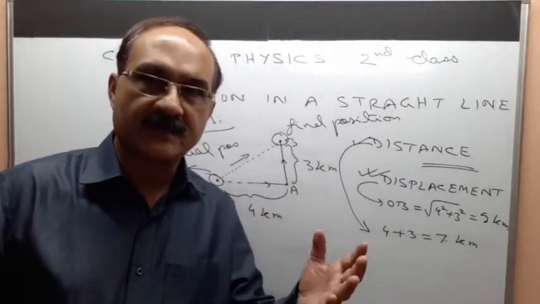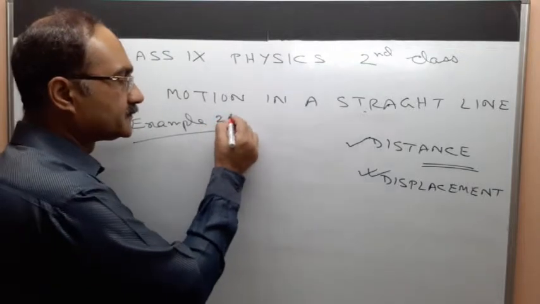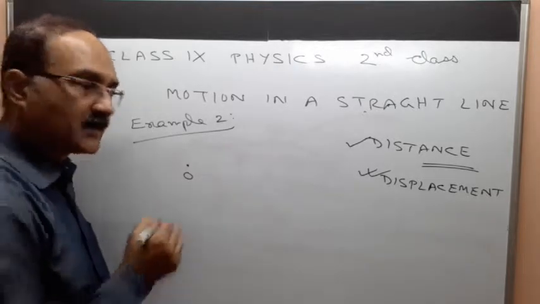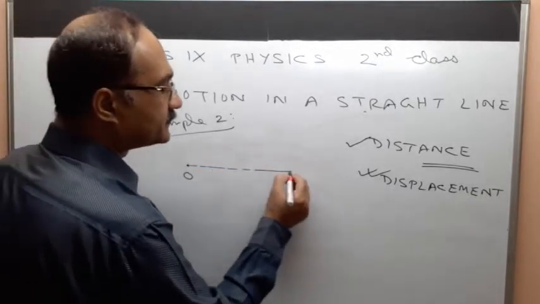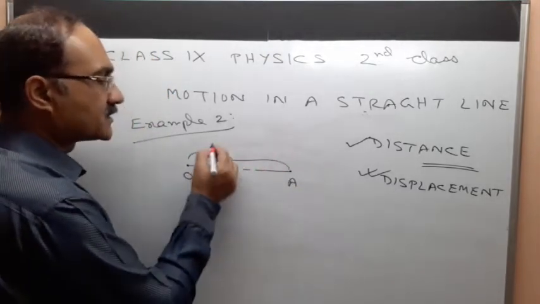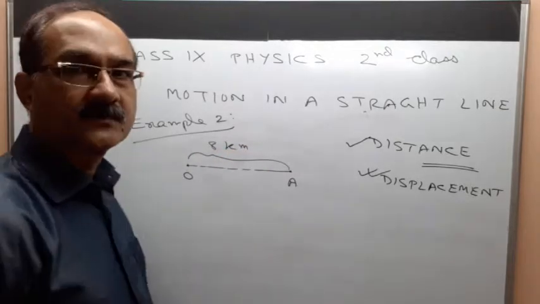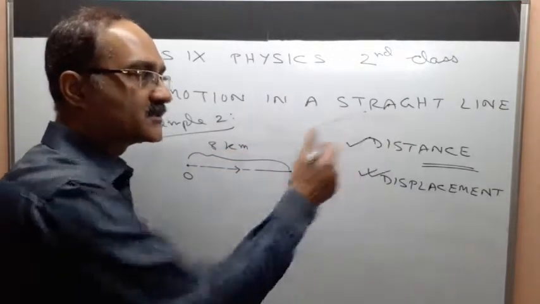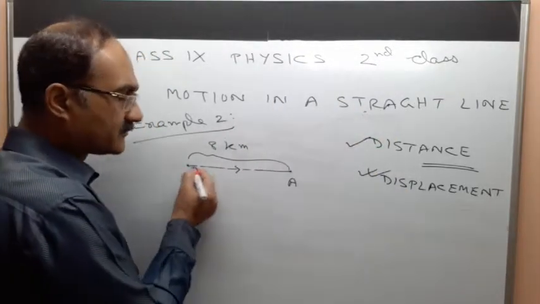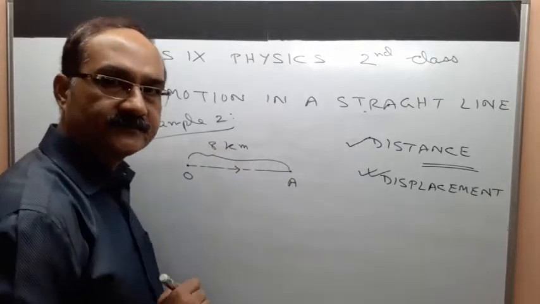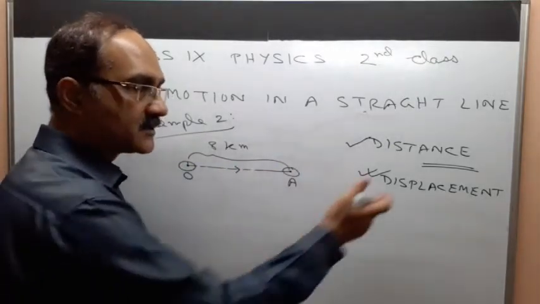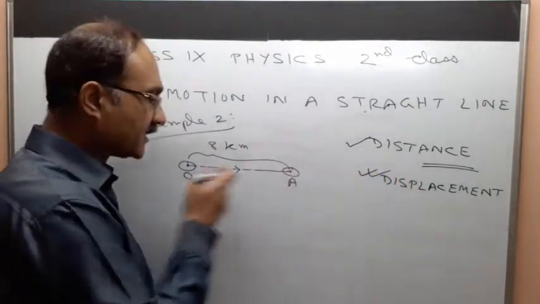Let's take another example. Example 2. Say body was at O, then it moved this way and reached this point A. This distance is say 8 kilometers. In this situation, we want to know what is the distance traveled and what is the displacement. This is very easy. So distance traveled is length of OA. This will be 8 kilometers. And here, this is the initial position. This is the final position. So displacement is also 8 kilometers along OA.